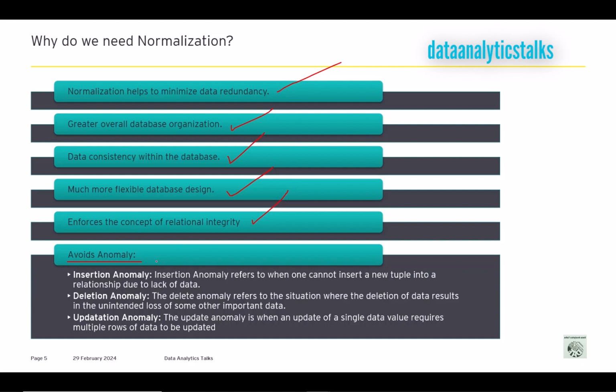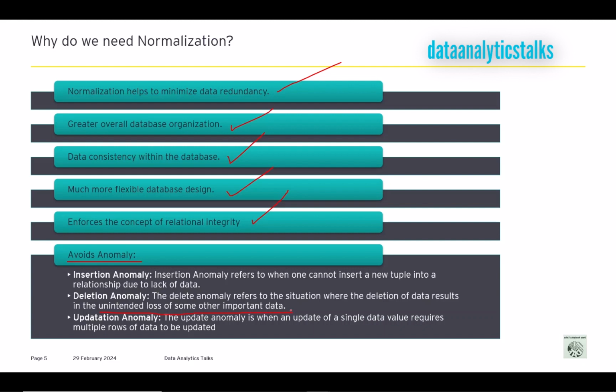There are mainly three types of anomalies: insertion, deletion, and update. So for your information, insertion anomaly refers to when one cannot insert a new tuple into a relation due to lack of data. Then deletion anomaly refers to the situation where the deletion of data results in the unintended loss of some other important data.